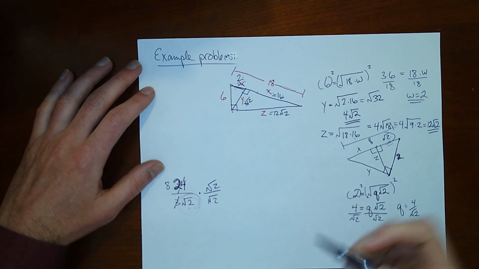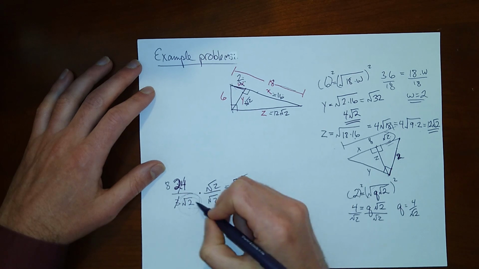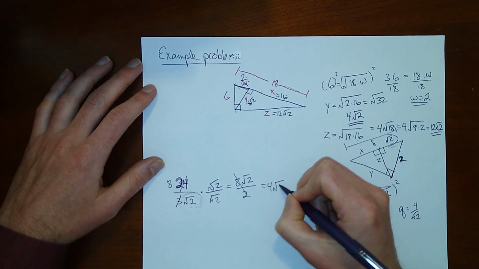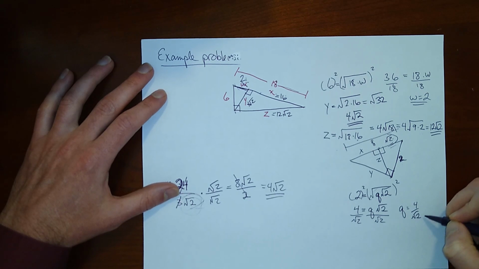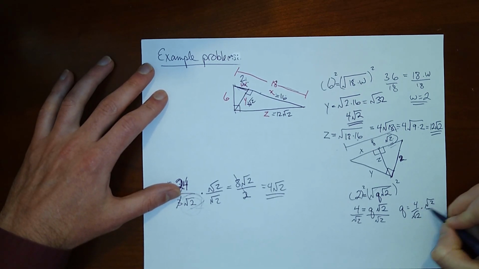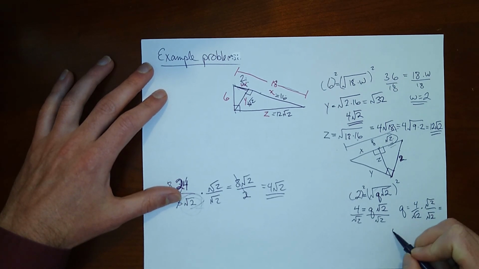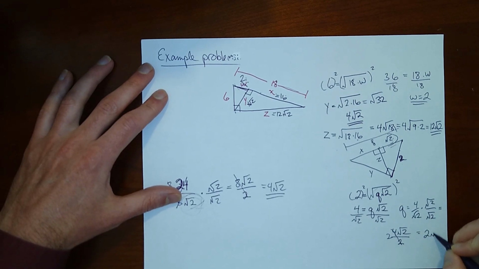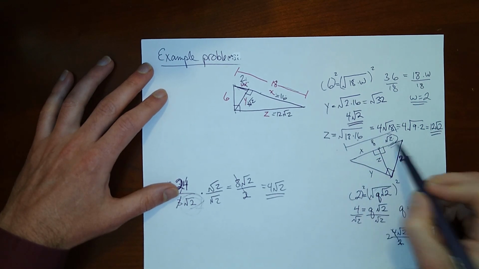3 goes into 24 8 times. So I have 8 root 2 over 2. Root 2 times root 2 is 2. When I square I get 2. So this expression would simplify to 4 root 2. We have a similar thing here. We have a root 2 in the denominator. We're going to want to rationalize that. So we multiply by root 2 over root 2. And so we get 4 root 2 over root 2 times root 2, which is 2. That reduces, and so Q here is 2 root 2. So we have 2 root 2 and root 2.